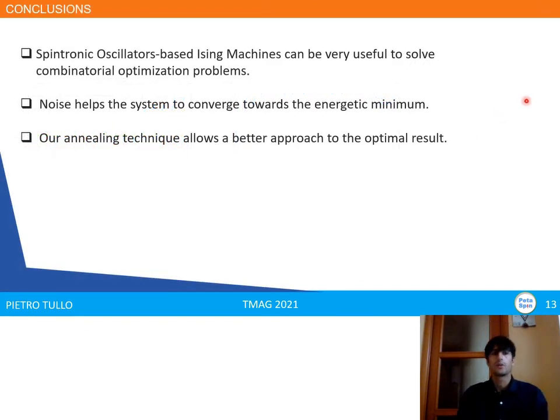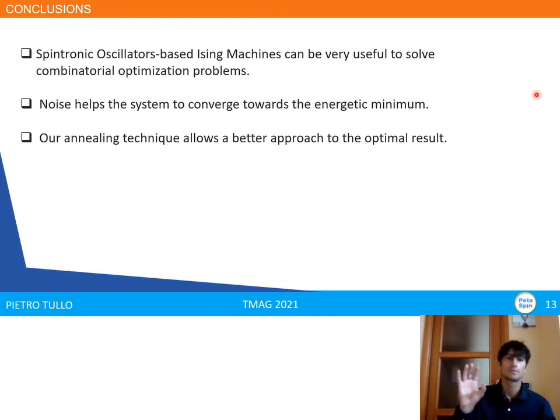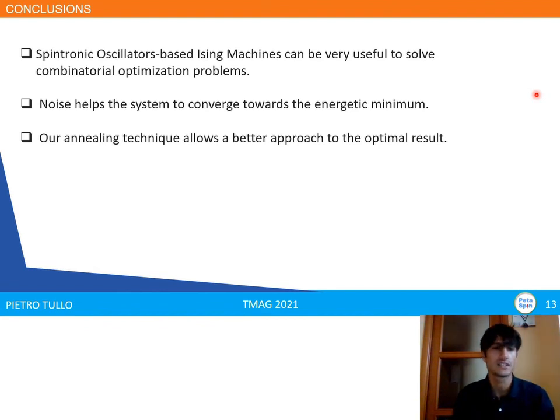So, conclusions: spintronic oscillator-based Ising machines can be very useful to solve combinatorial optimization problems. Also, it was observed that noise helps the system to converge towards the energetic minimum, and also our annealing technique allows a better approach to the optimal results.